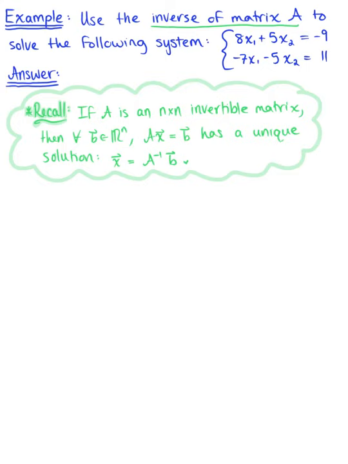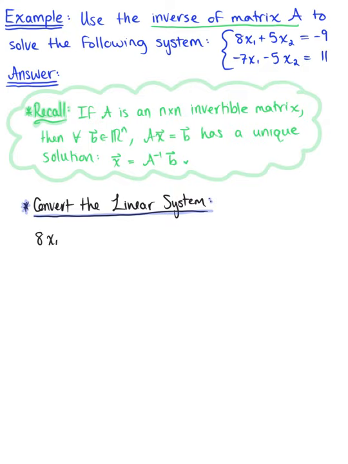So in order to use this theorem, the first thing that we need to do is convert this linear system to the non-homogeneous equation. So let's think about what we are given here. We have the system of linear equations 8 times x sub 1 plus 5 times x sub 2 equals negative 9. And our second equation is minus 7 times x sub 1 minus 5 times x sub 2 is equal to 11.